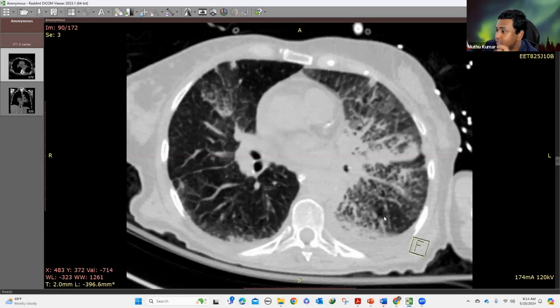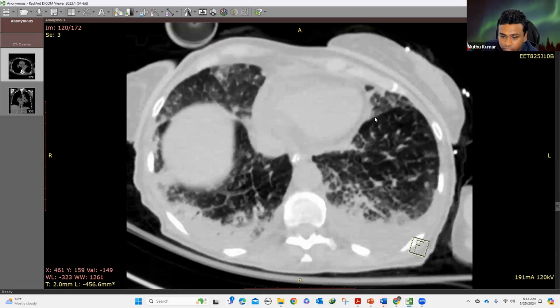Remember, in patients with cancer, they can have pleural effusion as well because they have cancer seeding into the pleura, which may manifest in the form of effusion. You cannot call that pulmonary edema.